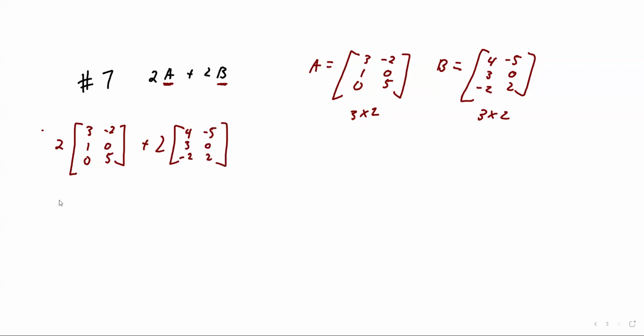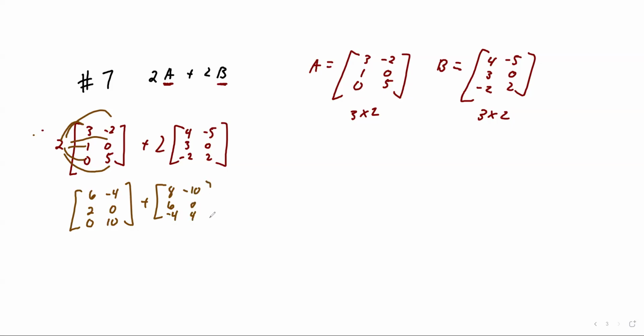So remember to multiply scalars. You just take the scalar and you multiply to every element. Now I'm going to draw these arrows, but I won't do it on this one. But you take that scalar and you multiply to every element. So this becomes 6, 2, 0, negative 4, 0, 10. And then do the same thing. So this then becomes 8, 6, negative 4, negative 10, 0, 4.